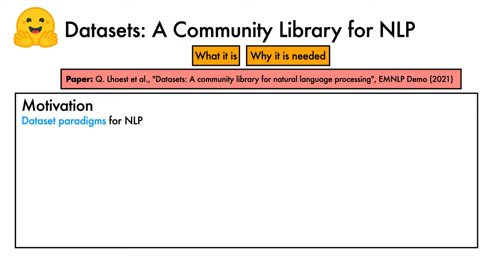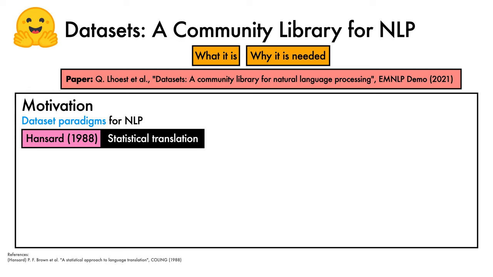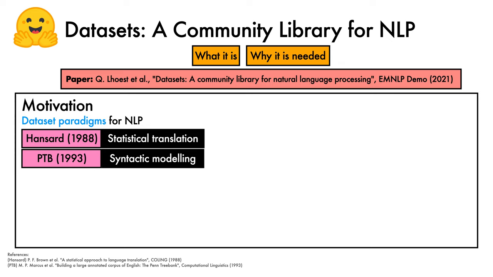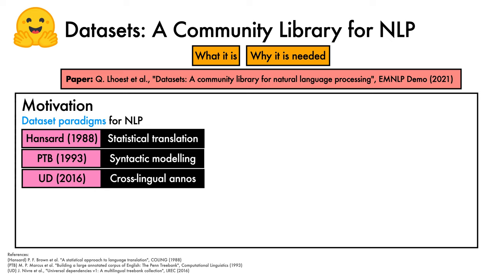The evolution of dataset paradigms has been essential in supporting progress in NLP, with landmark projects like the Canadian Hansard corpus of paired English and French used for early efforts in statistical machine translation, Penn Treebank for syntactic modeling, and Universal Dependencies, which sought to align annotations for cross-lingual data. Modern empirical NLP, however, tends to make use of a blend of multiple datasets, often at different scales and annotation granularities for different stages of modeling.